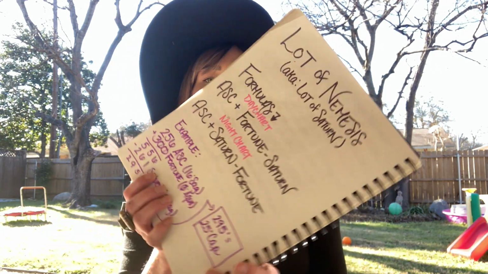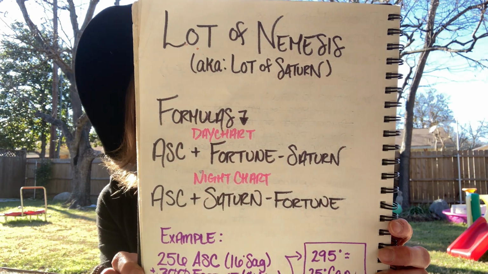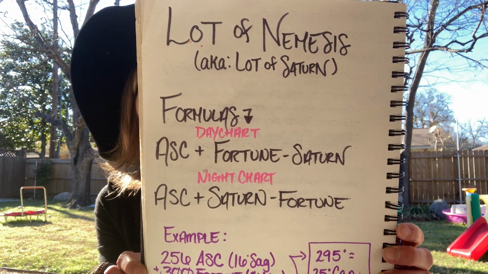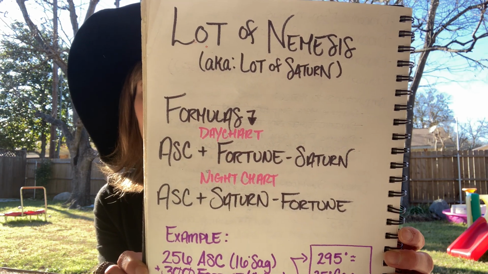Hey everybody! So today we're going to talk some more about the Arabic parts, or the lots, or the pars. You've probably seen these stylized a whole bunch of different ways. Today though we're going to talk about the Lot of Nemesis, which is one of the 7 Hermetic lots, or the Lot of Saturn. That's also what it's known as.